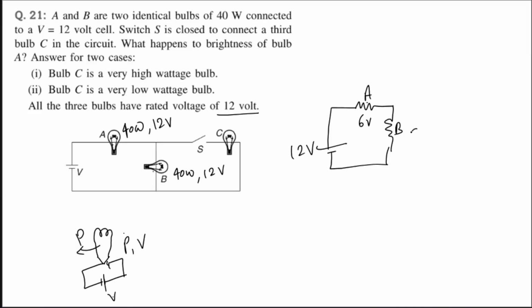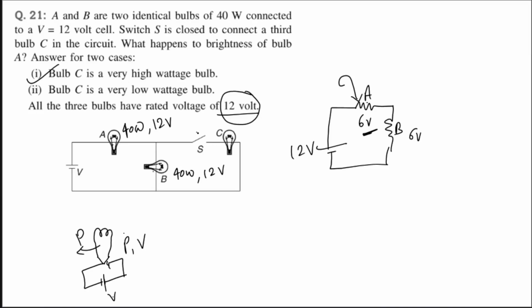6 volt will drop here, 6 volt will drop here, and if 6 volt is dropping, A will not operate at its maximum level, and B also will not operate at its maximum power consumption level, because for operating at maximum power consumption level पे काम करे उसके लिए जरूरी है कि it should be supplied with 12 volt of potential difference. So clear है, एक चीज तो clear है that this won't operate at 40 watt, this won't operate at 40 watt, lesser, right?